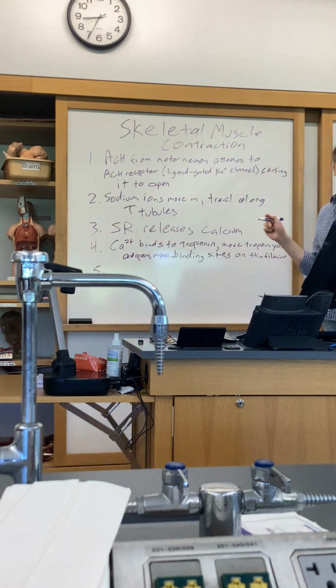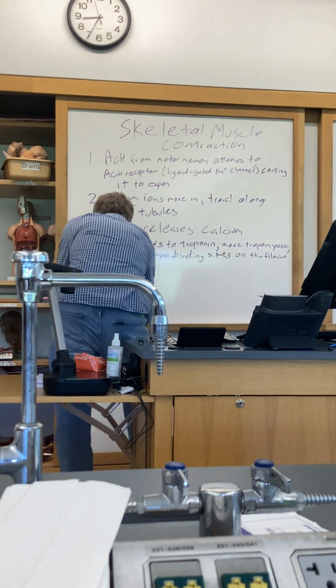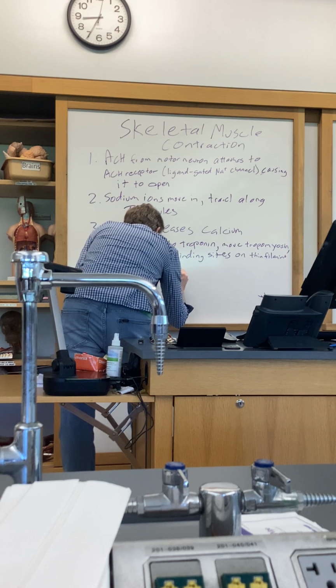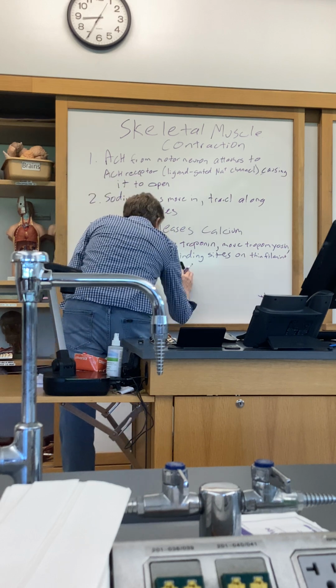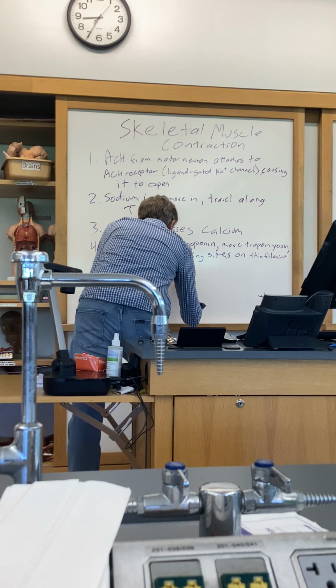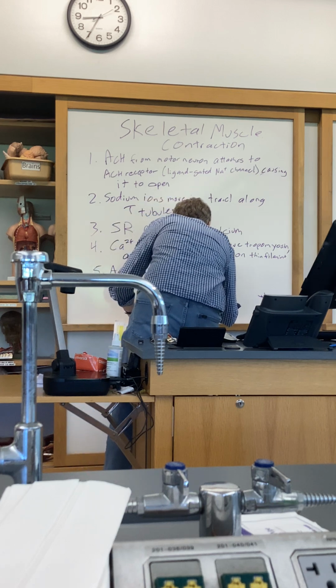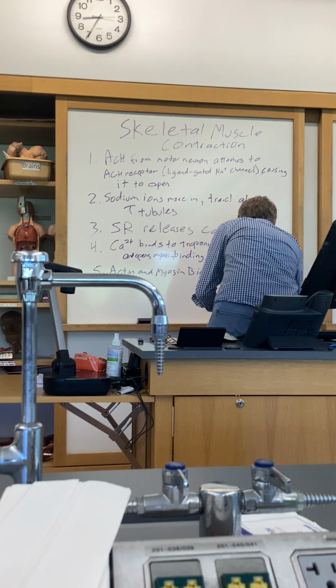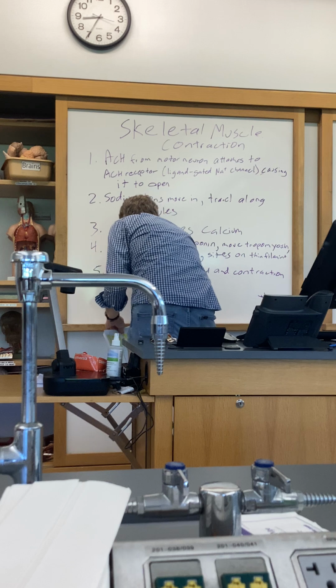Then, provided that you also have enough, what was the other thing you needed besides release of calcium to make a muscle contract? ATP. That's right, ATP. Then, provided that you have enough ATP, the myosin and the actin will now be able to attach to each other and they'll start pulling and get the muscle contraction. So, I'll just say actin and myosin bind, and contraction.